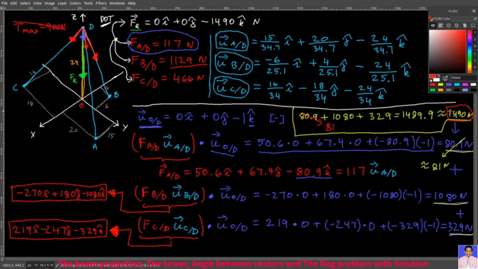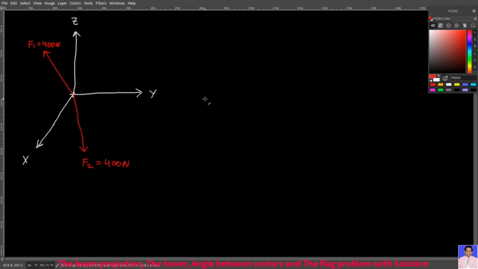And you see that using the dot product, again, we achieved this resultant force, which is exactly the resultant force that we started with. As you can see, in 3D it was very easy to do using the dot product. Thank you very much.